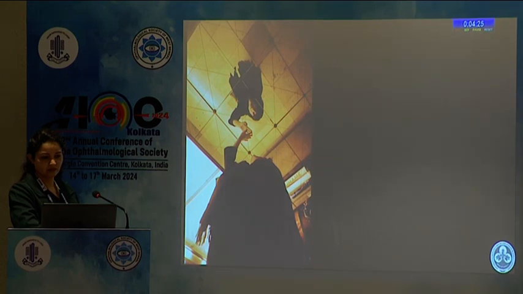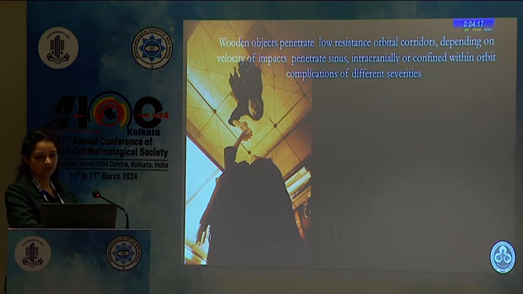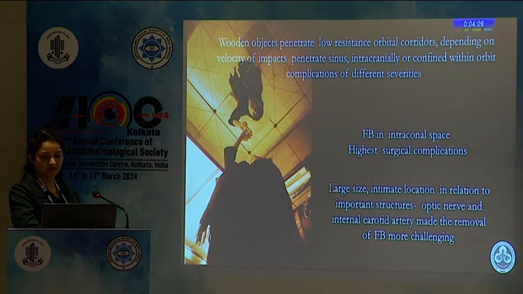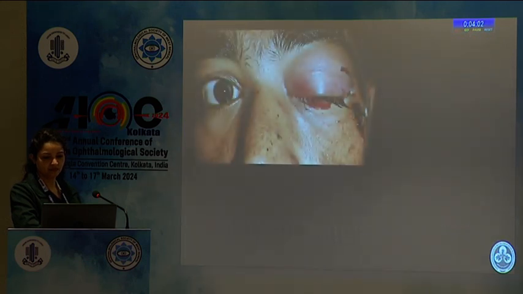Wooden objects have been reported to penetrate the low resistance orbital corridors, and depending upon the velocity, they can either penetrate sinus, brain, or confine to the orbit and cause complications. Surgical complications are highest if located in intraconal space or in relation to the important vital structures. So let's learn from an example.